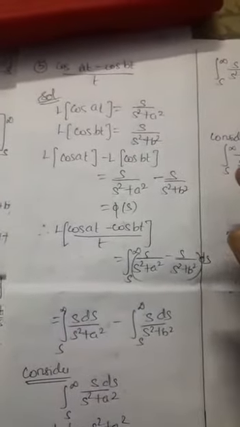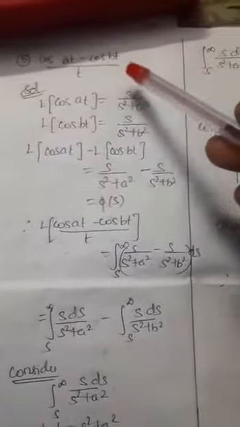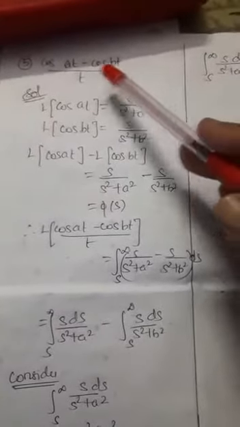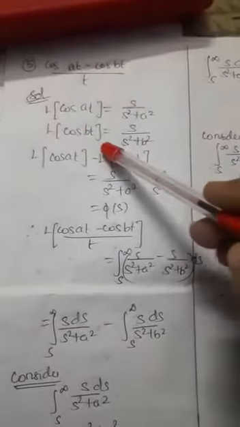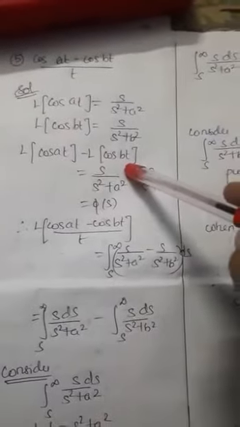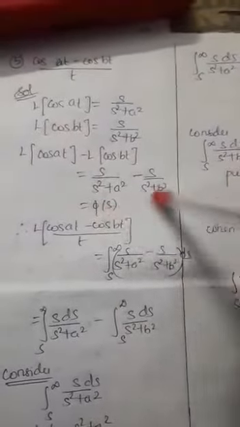Second and third sum, second sum we did. Now the third and fourth sum we can refer to as it is, like the second sum. Now the fifth sum is (cos AT minus cos BT) by T. So we know L of cos AT and L of cos BT. Now subtract both, and after subtracting, whatever term you get is the phi of s.